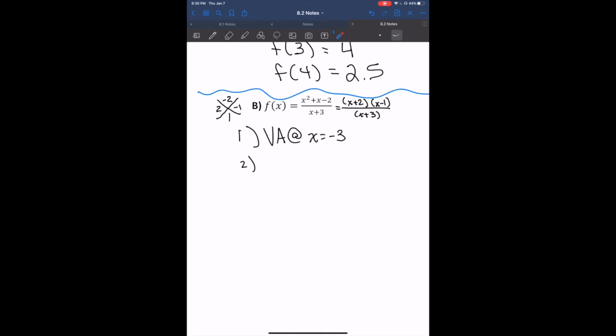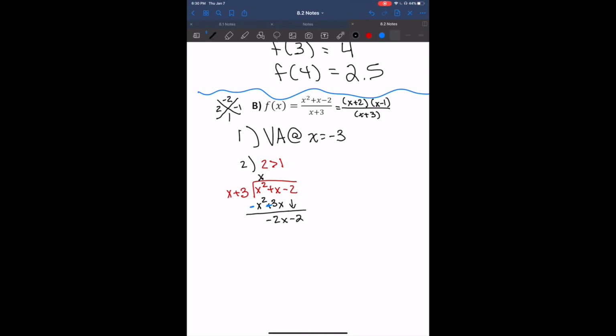Okay, so if you need to make a note of that, 2 is greater than 1, so we're going to perform our long division here. We have x squared plus x minus 2 divided by x plus 3, so we know we're going to have a slant asymptote. Okay, x squared divided by x is x, multiply it, we get x squared plus 3x, change signs, perform the operation, and we have negative 2x minus 2.